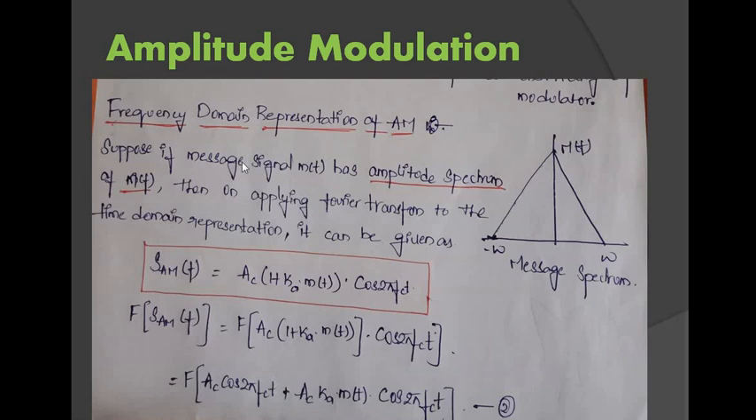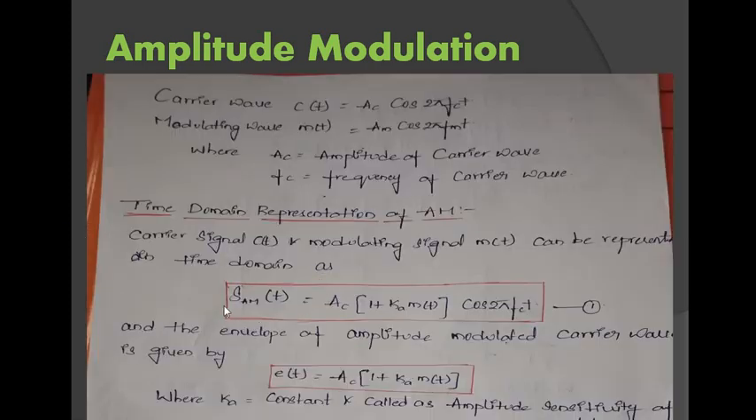Suppose the message signal m of t has an amplitude spectrum, this whole is given as M of f. This is the amplitude of your message spectrum. So I am giving it as M of f to show the frequency domain representation. And to get this frequency domain representation, we apply the Fourier transform to the time domain representation. What was the formula for the time domain representation? Sm of t is equal to AC of 1 plus Ka m of t into cos 2 pi fct.